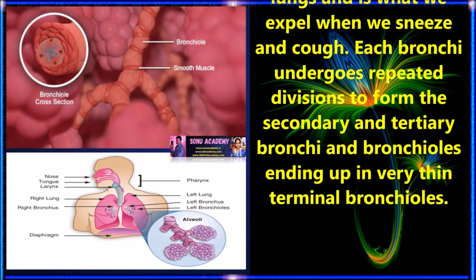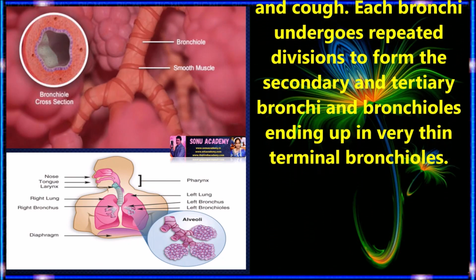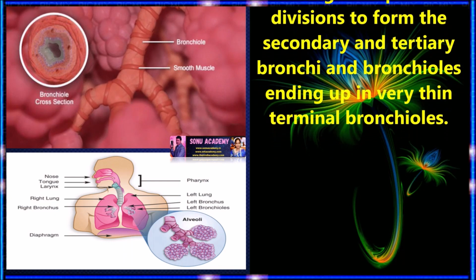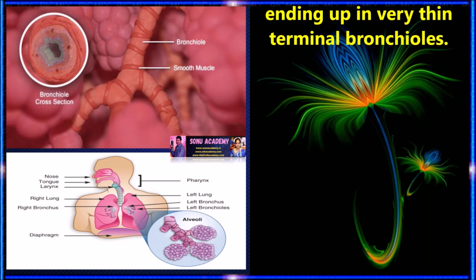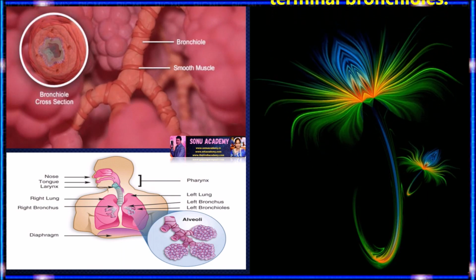Each bronchus undergoes repeated divisions to form the secondary and tertiary bronchi and bronchioles, ending up in very thin terminal bronchioles.